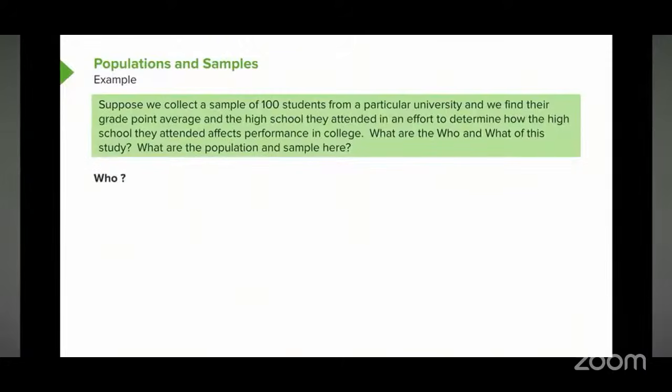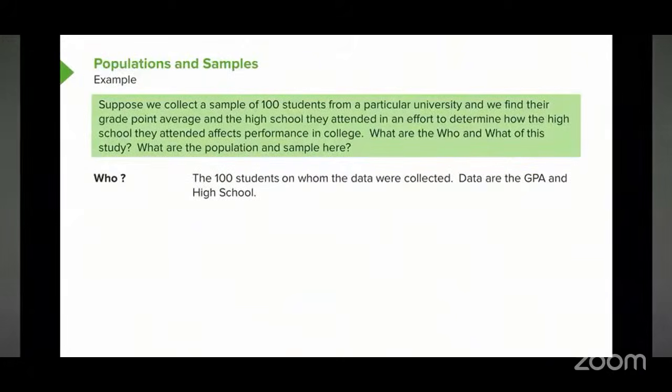So the who. The who are the individuals that we sampled, the individuals on whom we're collecting information. And in this study, the 100 students are the individuals on which the data were collected. The data are the GPA and the high school. So the what? We've briefly mentioned that already. We measured the GPA and the high school the student attended. These are the what.